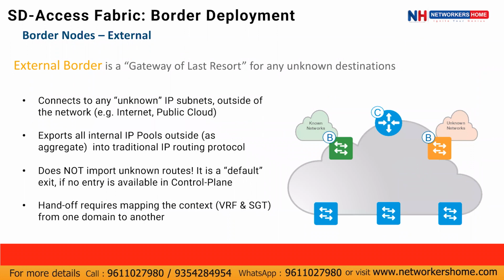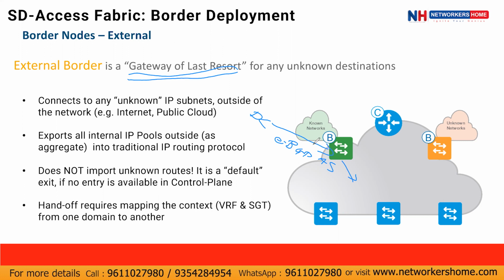External border, also known as gateway of last resort, for any unknown destinations. Now, known networks, as we discussed, will have a routing already. For example, if they have eBGP with the data center, what we have to do is assign an AS number here to this specific internal part, and an AS number will already be defined for this DC part. We have to just specify it here.